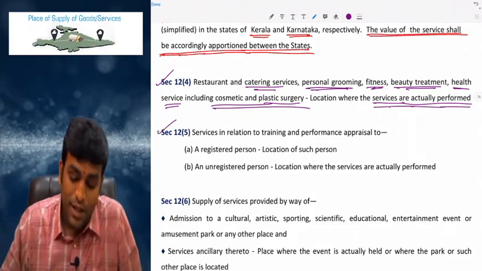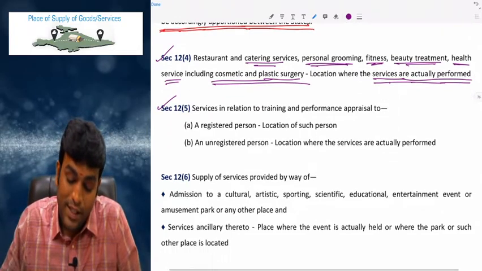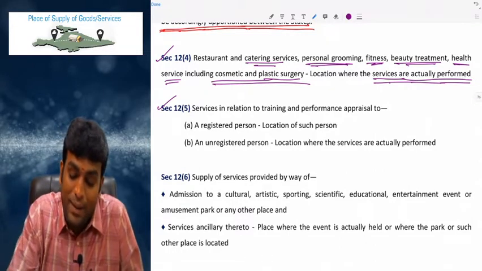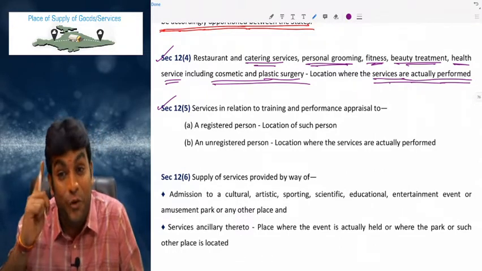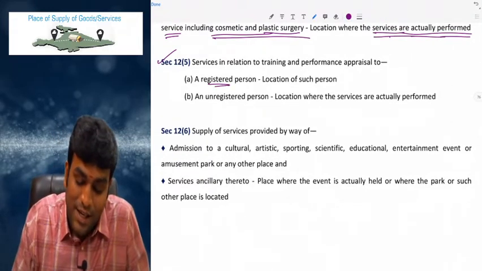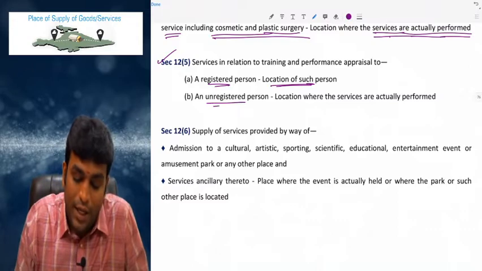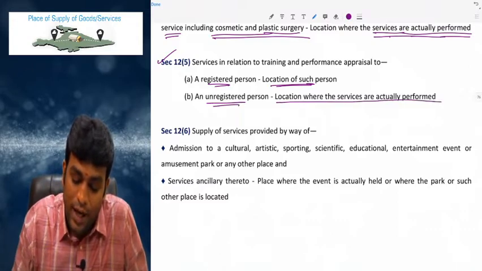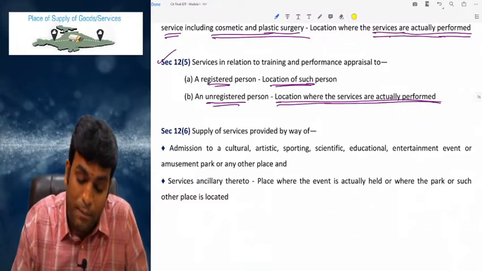Then 12.5 talks about service in relation to training and performance appraisal. Shiva, Teja, Infosys, I went to Goa. See now, registered person: location of such person. Unregistered person: location where services are actually performed.